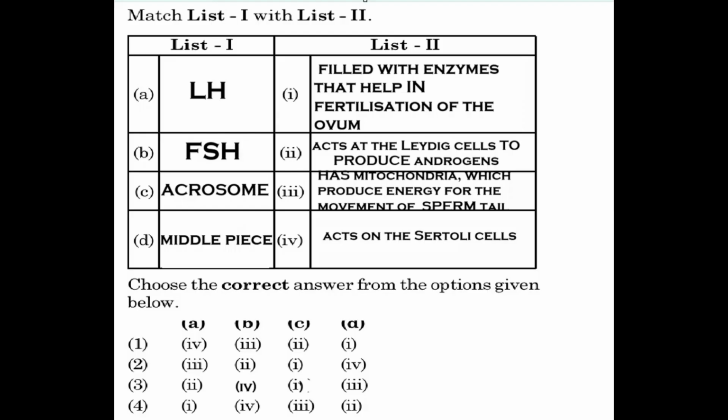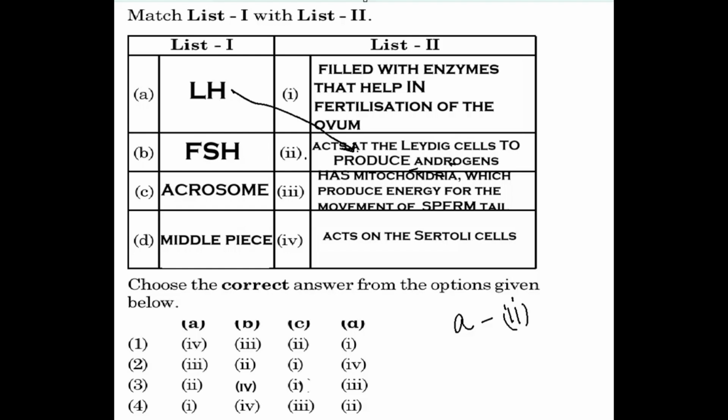Now this is match list 1 with list 2. We'll see the list 1. A. LH, luteinizing hormone. B. Follicle stimulating hormone. C. Acrosome. D. Middle piece. And in the list 2, their functions are there. So LH will join with what? Luteinizing hormone. They act at the Leydig cells to produce androgens will be the correct option. A matches with 2.